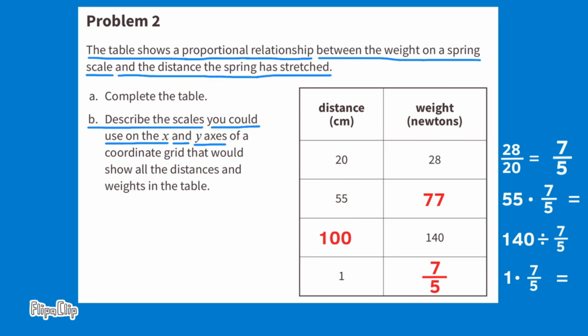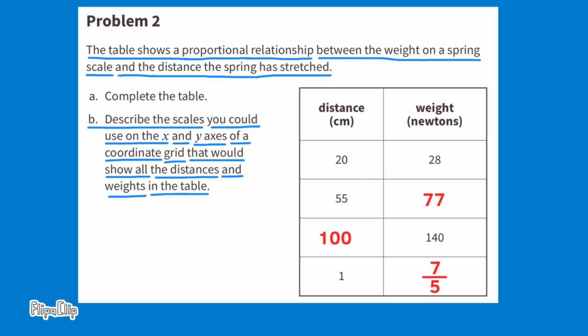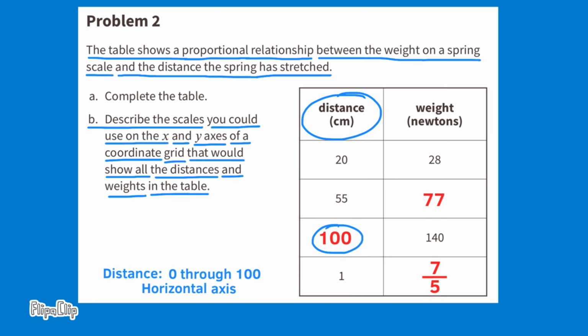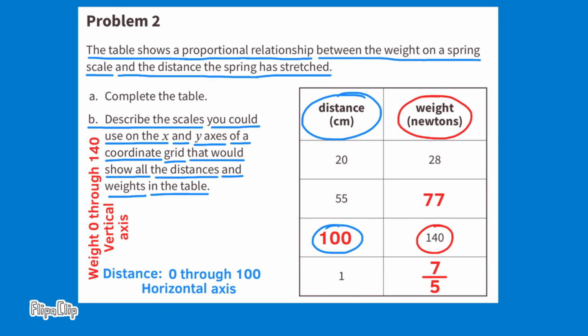B. Describe the scales you could use on the x and y axes of a coordinate grid that would show all the distances and weights in the table. If I were to create a graph that represented all these values, I'd have to make sure that I made it large enough to fit the distance from 0 to 100. And the distance would be my horizontal axis or my x-axis. And I'd have to make sure my graph was tall enough that I could represent up to 140 newtons in the weight category. Weight would be represented as my vertical axis or my y-axis.